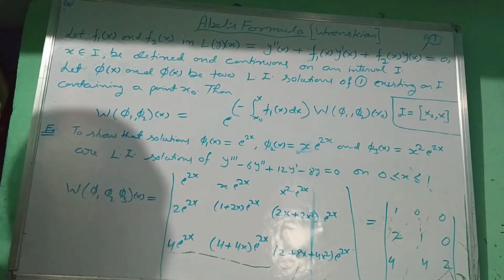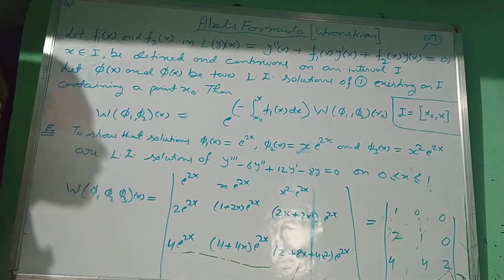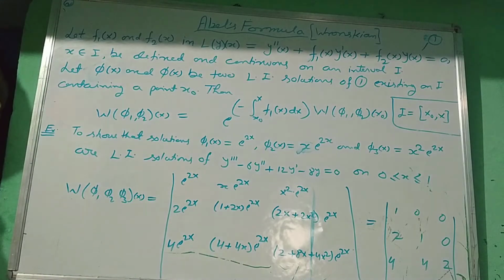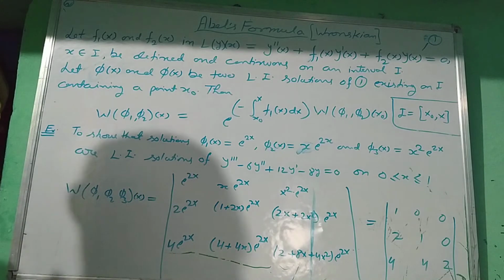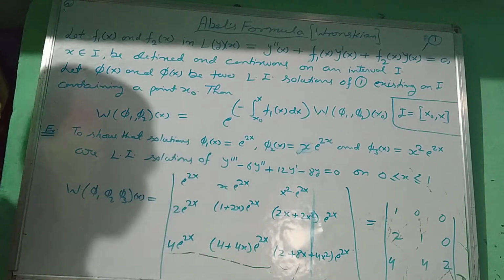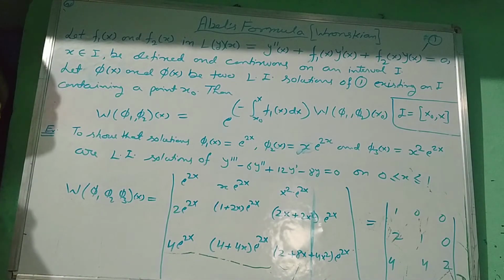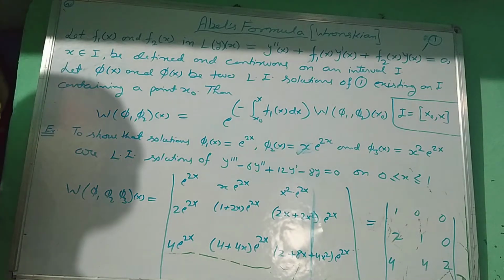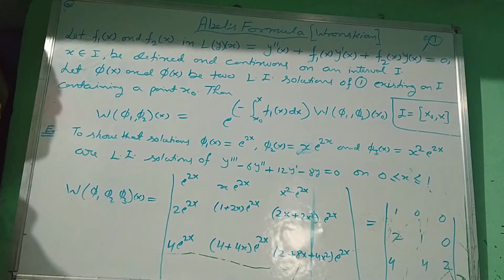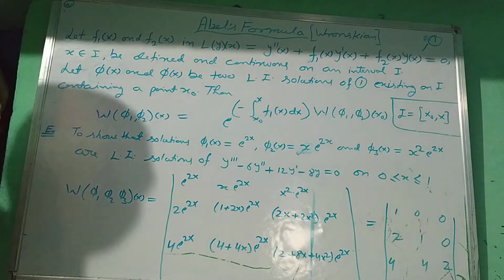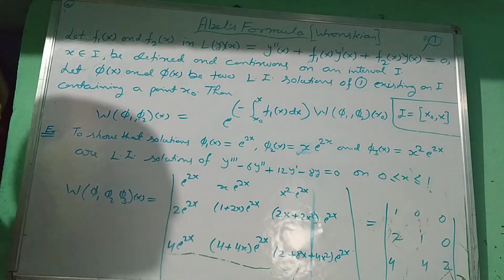In our previous lecture, we already learned about the Wronskian, some properties of Wronskians, and some examples of Wronskian. In this lecture, we will learn about Abel's formula, which is a shortcut to find the Wronskian on an interval.